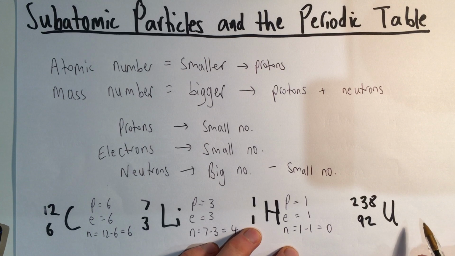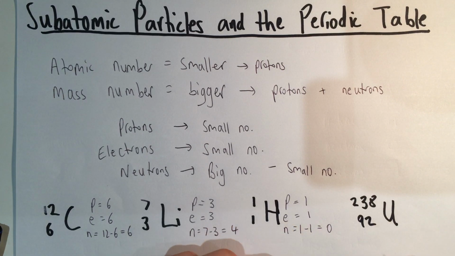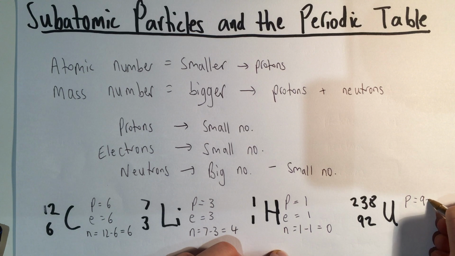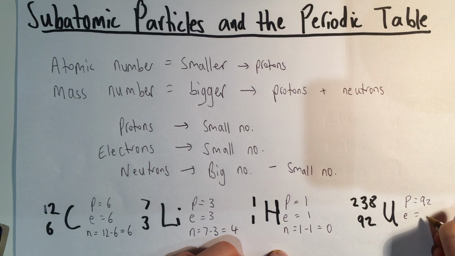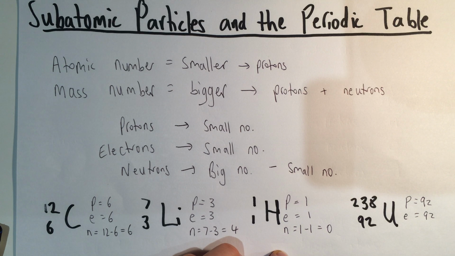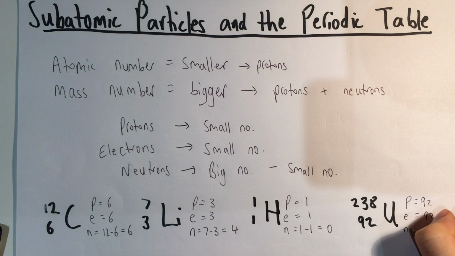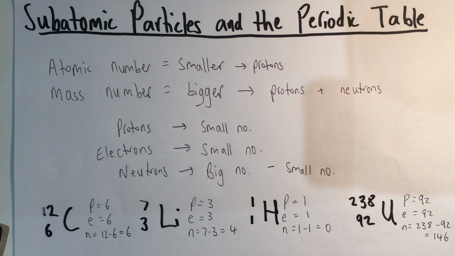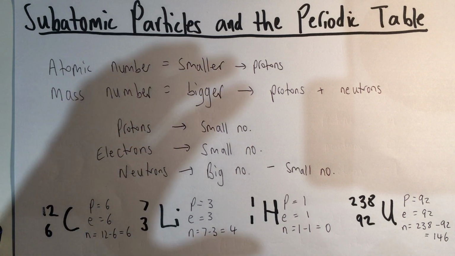Last one, just to show you if it's a slightly more intimidating example, it's exactly the same. It's still really easy. So this is a uranium atom, and the number of protons is still just the smaller number, 92. The number of electrons, again, is going to be 92. And the number of neutrons is just going to be 238, take away 92, which is, I believe, 146. Okay, so there you go. That's how to use your periodic table to work out the number of protons, neutrons, and electrons in atoms.